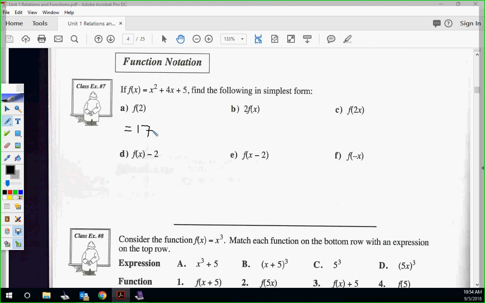Okay? Part B. Who's my part B? Ty? 2x squared plus 8x plus 10. You simply, that means 2 times the function. You multiply everything in the function by 2. Okay? Perfect. Part 3.